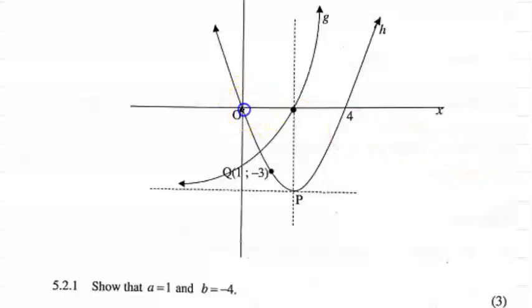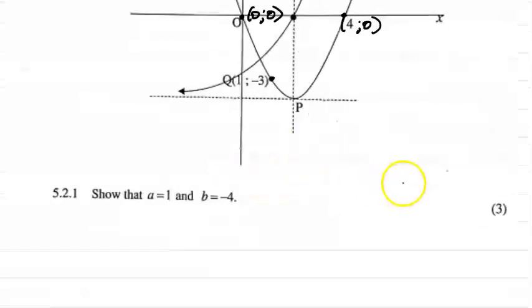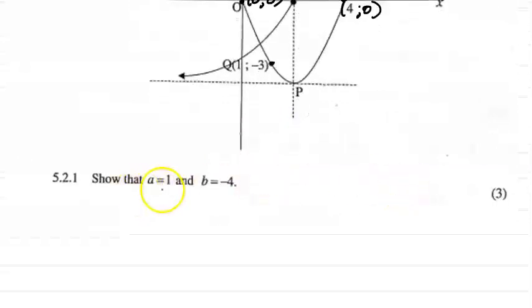So the x-intercept here is, as we can see, (0; 0) if you write the full coordinate, and here it's (4; 0). Remember, at your x-intercept, y is equal to 0. We're also given a point on our graph, and that point is Q(1; -3). And the question says, show that a is equal to 1 and b is equal to -4. So let's look at that very carefully.